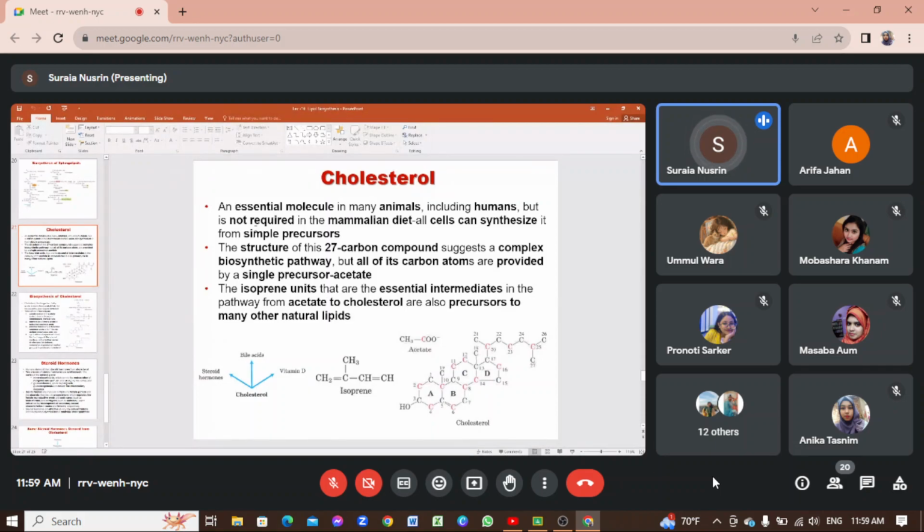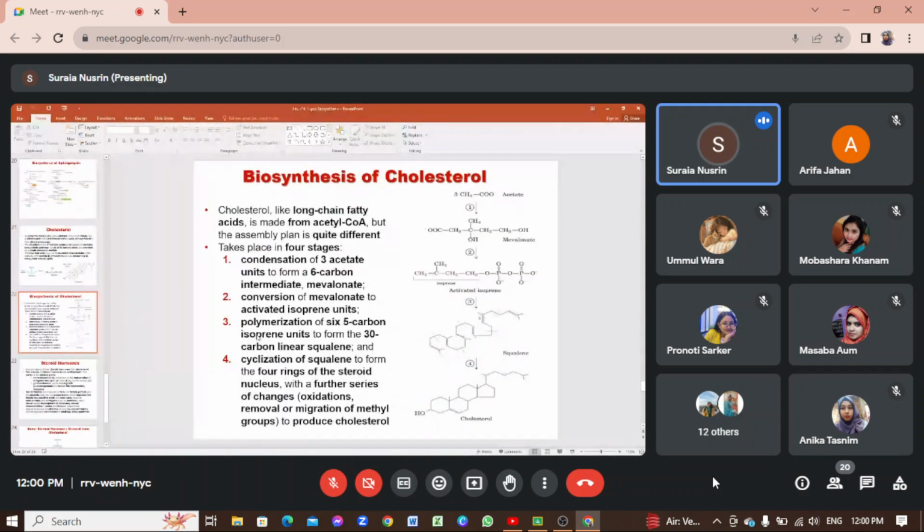And cholesterol, which is why we need it, is very important for us, because if you look at this, cholesterol is required to synthesize steroid hormones, bile acids, vitamin D, and all of them have important functions. That means in our physiology, especially in our digestive system, as well as other physiological functions.